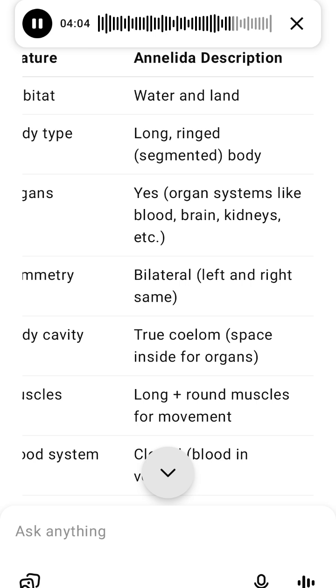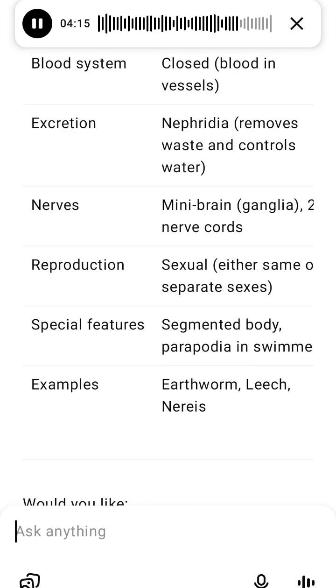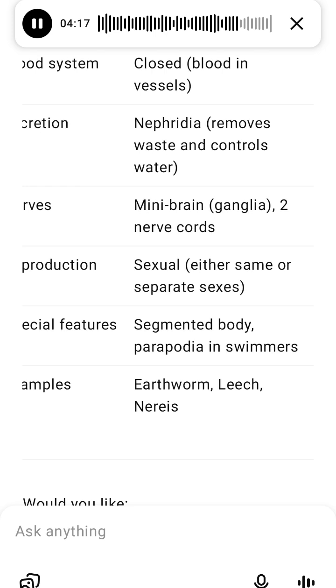Excretion, nephridia, removes waste and controls water. Nerves, mini brain, ganglia, 2 nerve cords. Reproduction, sexual, either same or separate sexes. Special features, segmented body, parapodia in swimmers.